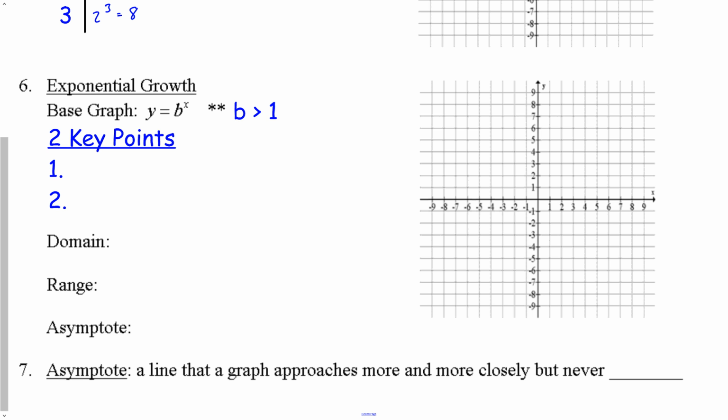So with any exponential growth graph, there's 2 key points that you need to remember. The first key point is that you'll always have the point (0, 1). If you plug in 0 for x, no matter what the b value is, anything to the 0 power is going to give you 1. The second one is (1, b). So if you plug in 1, anything to the first power is itself.